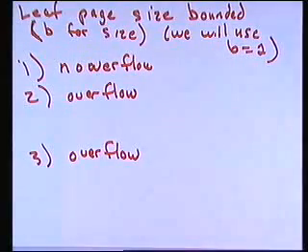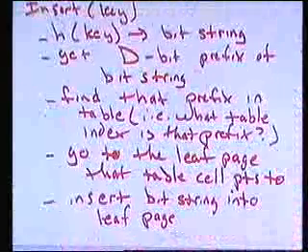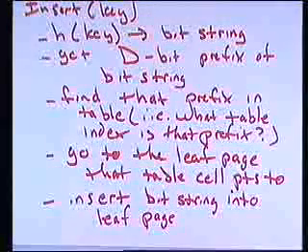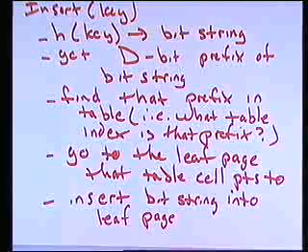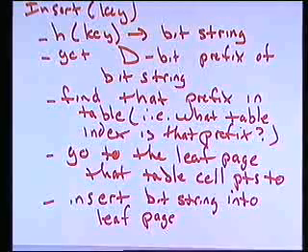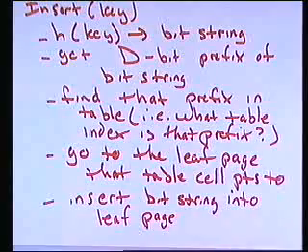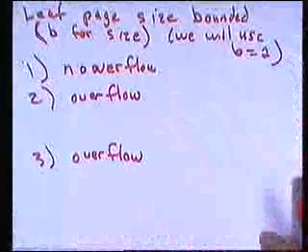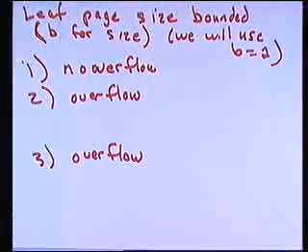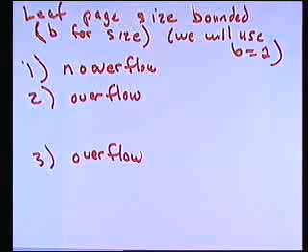So we have the idea here of our insert algorithm. We say hash on the key to get the bit string, look at the prefix of that bit string, use that as an index into the table, grab the leaf page that table cell points to, and then insert your key, your bit string, into that leaf page. And once you do that, then either you won't overflow or you'll hit one of the 2 overflow cases that we had.